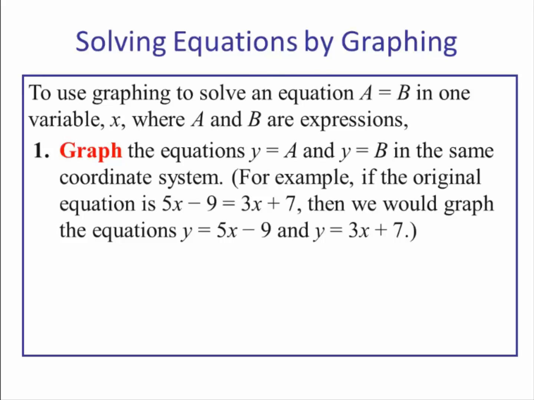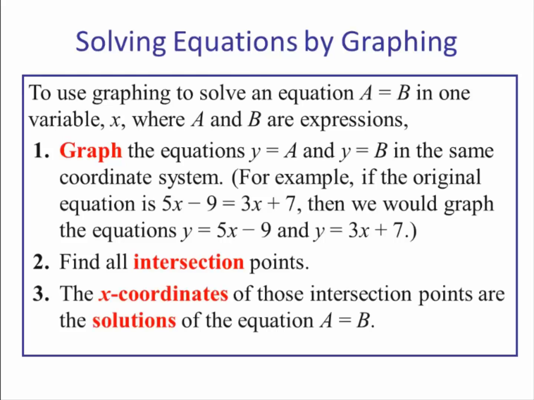For example, if the original equation is 5x minus 9 equals 3x plus 7, we would graph the equations y equals 5x minus 9, the left-hand side, and then graph the equation y equals 3x plus 7, the right-hand side. Number 2, we find all intersection points. And number 3, the x-coordinates of these intersection points are the solutions of the equation a equals b.